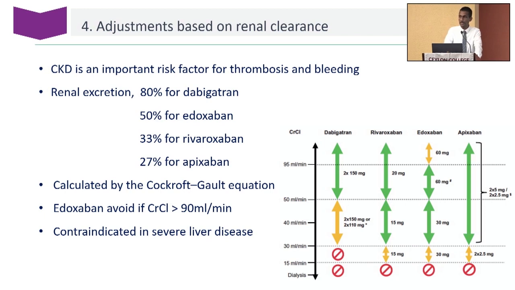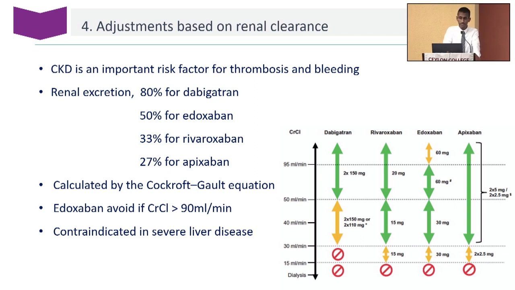Number 4 is calculate the renal clearance. Now, you can't go by estimated GFR. You have to calculate using the Cockcroft-Gault equation because, again, all the clinical trials use this to modify their doses. So, no shortcuts, calculate and see.